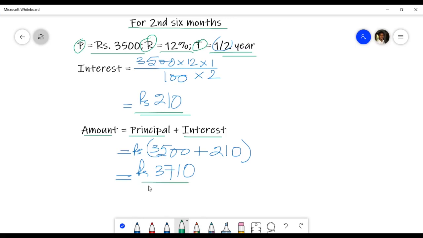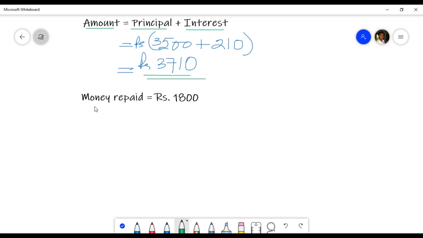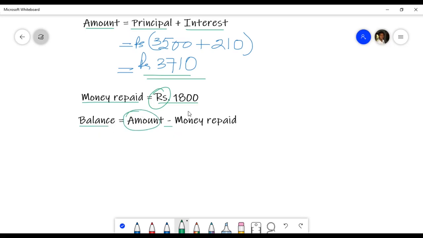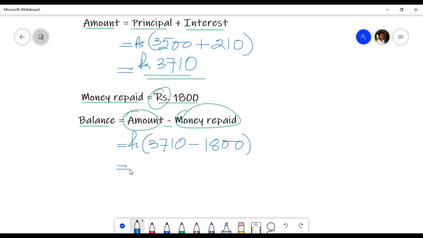But this is not the actual amount. You remember that this man has been paying rupees 1800 at the end of every 6 months. So he has repaid rupees 1800. We have to find the balance, the actual amount, that is equal to amount minus money that he has repaid. I hope you have understood. It's not that hard. You just have to follow and then you will understand it very well. We will replace the values here. After subtracting money repaid from the amount, the balance that he has to pay is rupees 1910. So this is the actual amount that he has to repay.